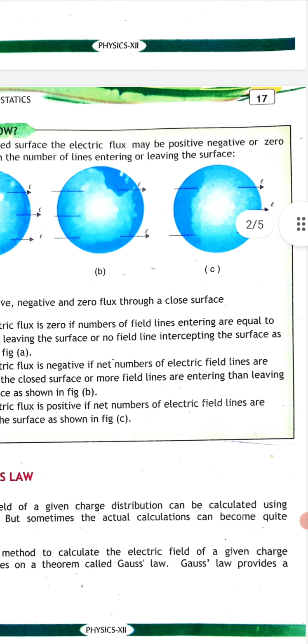So in the third figure, as shown in figure C, the electric flux through the closed surface is positive. So look at that: 2 field lines entering the closed surface and 3 field lines leaving the closed surface. So the field lines leaving the closed surface are greater than the field lines entering the closed surface. Therefore, the net flux should be positive, right.